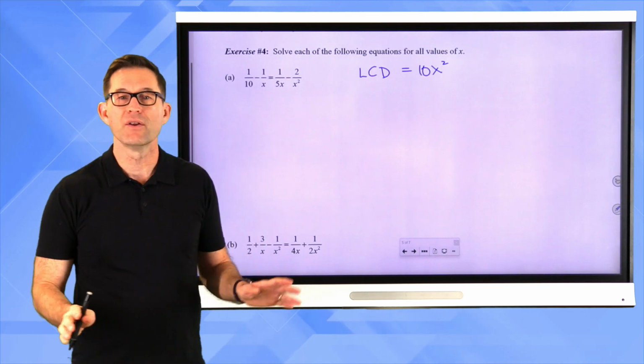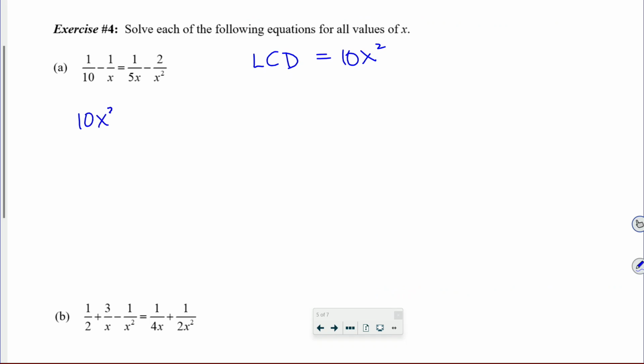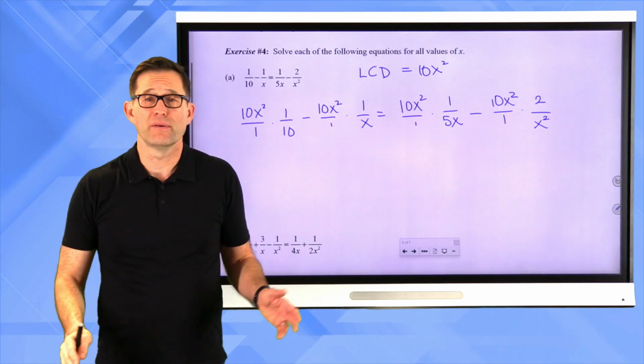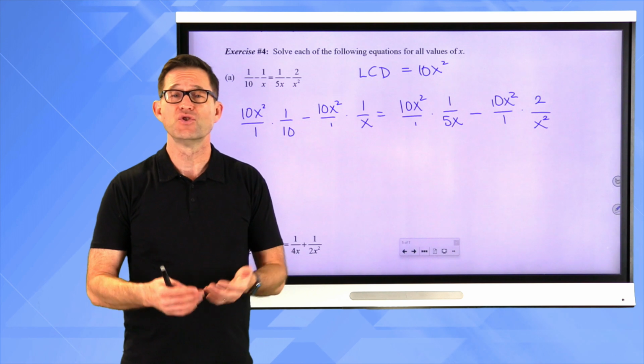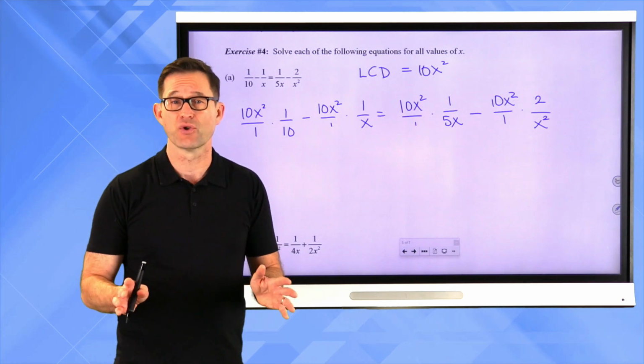Okay, so what am I going to do? I'm going to multiply both sides of the equation by 10x squared, and I'm just going to immediately do this. 10x squared over 1 times 1/10 minus 10x squared over 1 times 1 over x is equal to 10x squared over 1 times 1 over 5x minus 10x squared over 1 times 2 over x squared. Now again, you could multiply by 50x to the 6th if you wanted to, all right? It just has to cancel out all the denominators. The least common denominator is your best choice, all right?